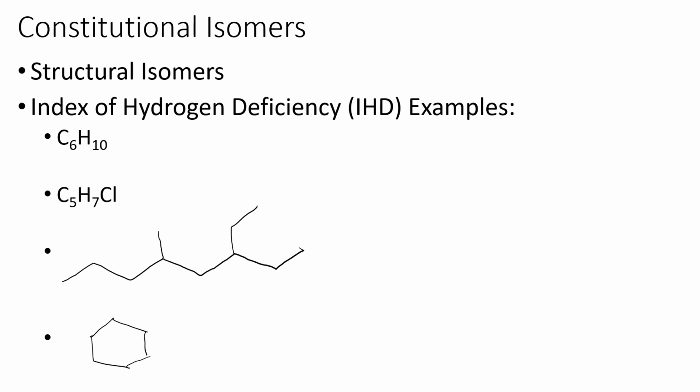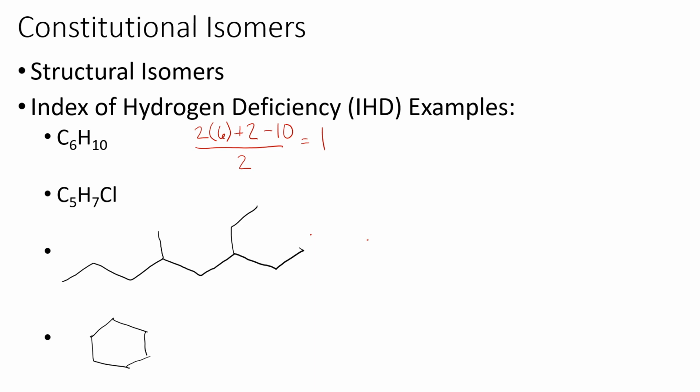So for our first one, where we have our formula of C6H10, my IHD is going to be equal to 2 times the number of carbon atoms, which is 6, plus 2. There are no nitrogen atoms, there are no halogens, so from this I'm going to subtract the number of hydrogen atoms and then divide through by 2. So this would have an IHD of 1. So again, the way that I could draw this is I could draw it with a ring, or I could draw it with 1 pi bond, which would be a double bond for us.